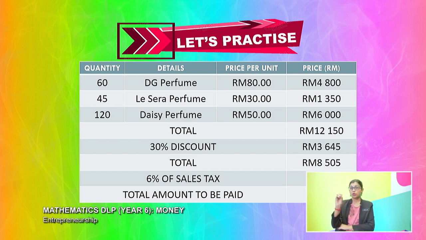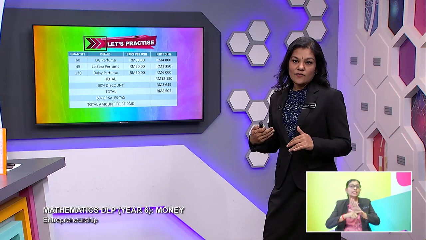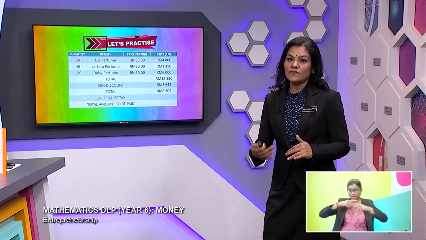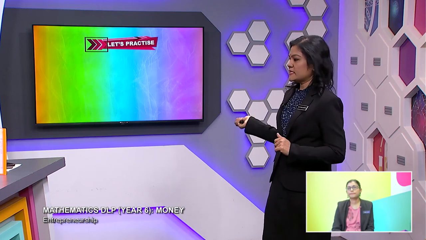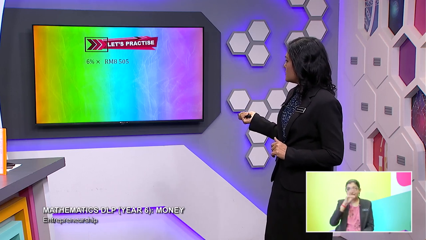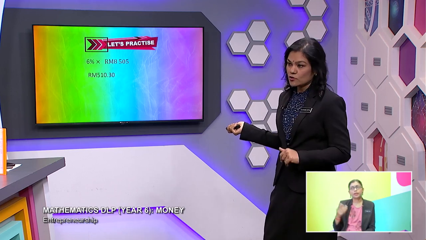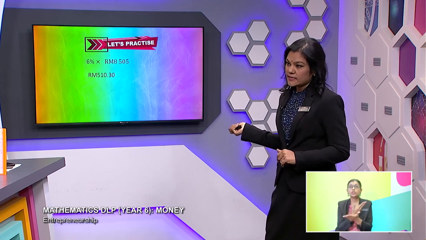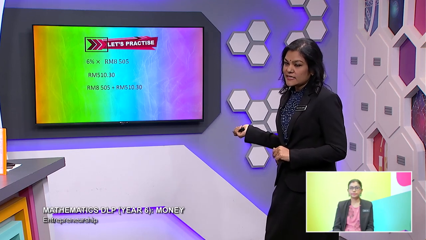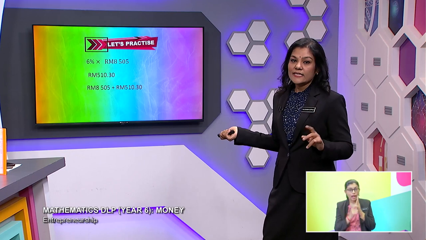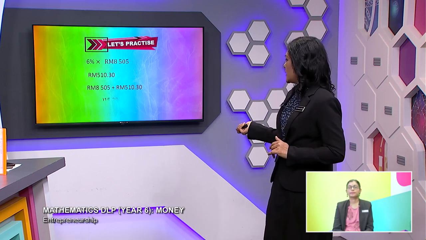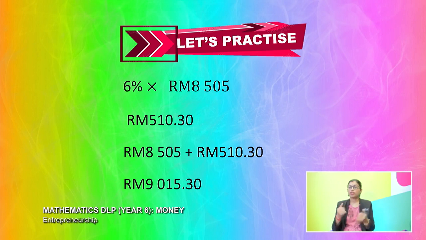And here we have another step. The person charges you 6% of sales tax. When it comes to sales tax, are you going to add or deduct? For discount, we deduct. For sales tax, we have to add on, kids. So first thing, you have to find how much is the 6%. For that, 6 over 100, we times by 8,505 because it is the new total. So you will get 510 ringgit and 30 cent. That 30 cent, remember, we have to add on with our total because it is the tax charged to us. So once you add, you will get 9,015 ringgit and 30 cent.